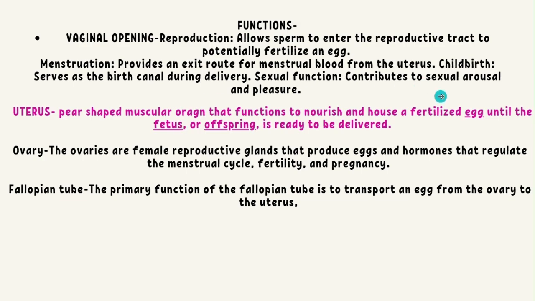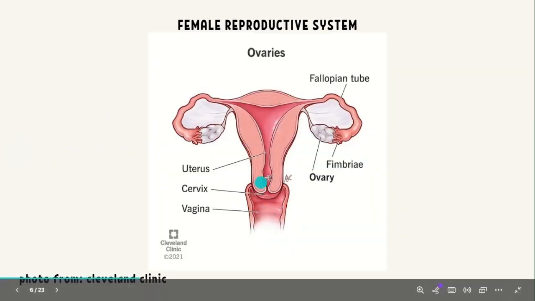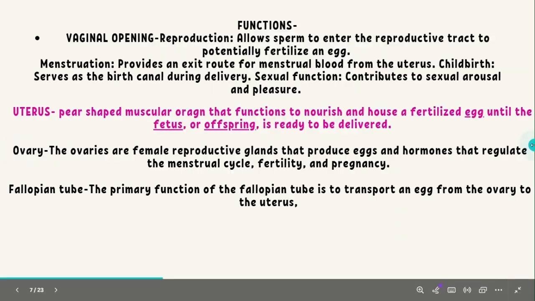So anyways, let's go over the functions then. The first one is the vaginal opening. It allows sperm to enter the reproductive tract to potentially fertilize an egg, for reproduction. Also menstruation, so it provides an exit route for the menstrual blood from the uterus. It also functions in childbirth, serving as a birth canal during delivery, and also for sexual function. Everything has to pass through the opening right there.